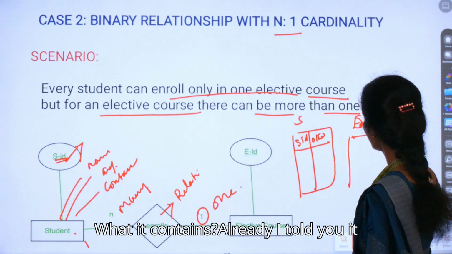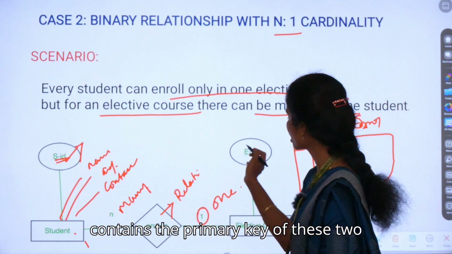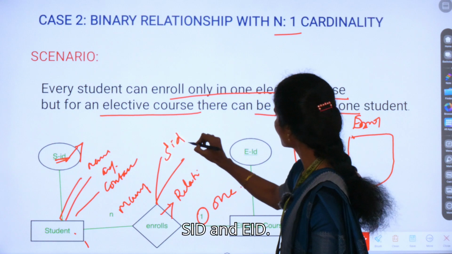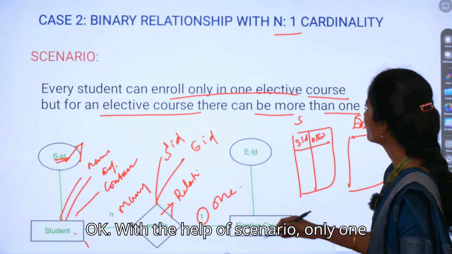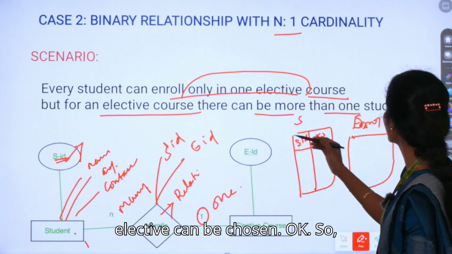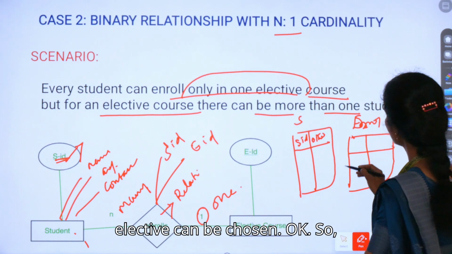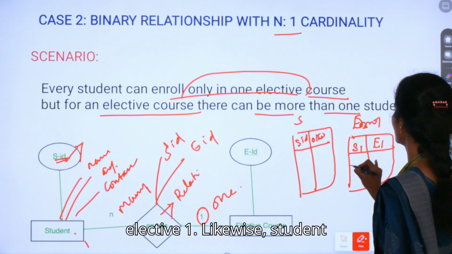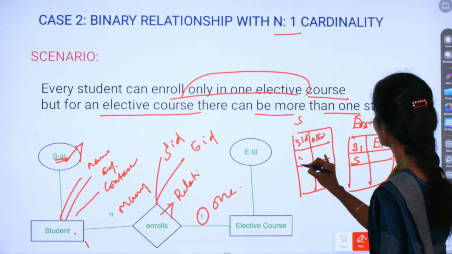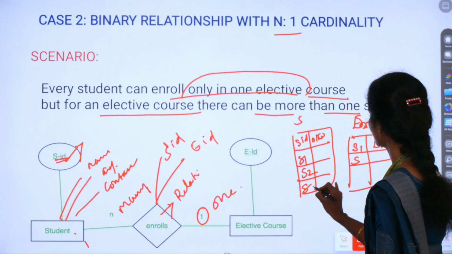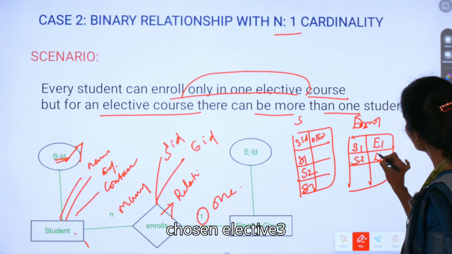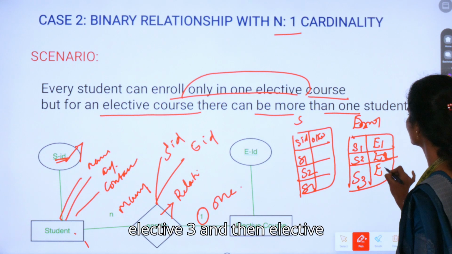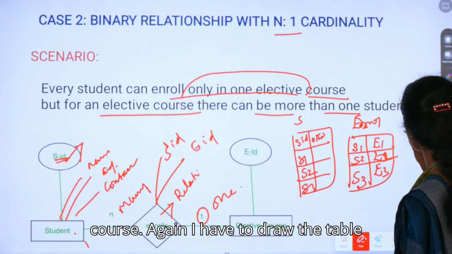What does it contain? I already told you it contains the primary keys of these two tables, that is S.ID and E.ID. With the help of the scenario, only one elective can be chosen. Here, student 1 has chosen elective 1. Likewise, student 2 has chosen elective 3, elective 2. Student 3 has chosen elective 3.